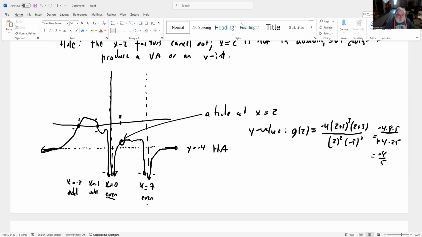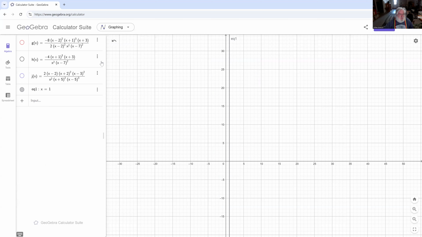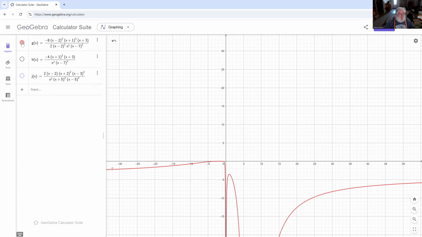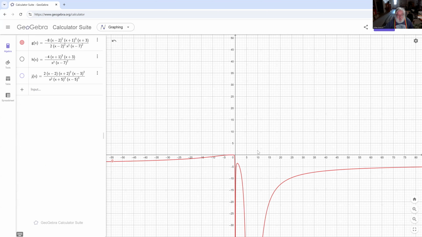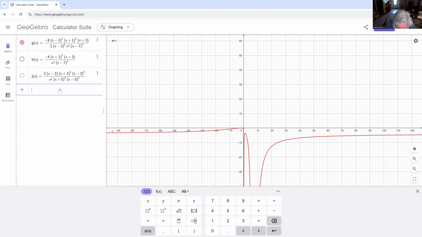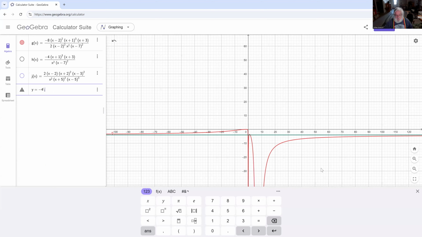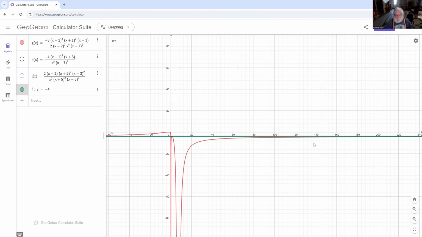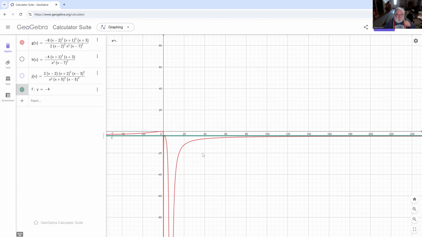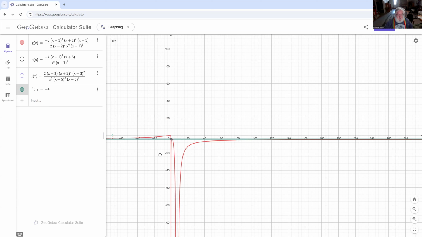So let's go back to GeoGebra, and we'll get rid of this function. Oh, and we don't need this either. And this is the function that we graphed. Our end behavior was the horizontal line y equals minus 4. If you look at this graph, the red graph, for very large x, it's pretty much the same as y equals minus 4. It meets that graph, so the y coordinates of the red graph are pretty close to minus 4 for very large x.